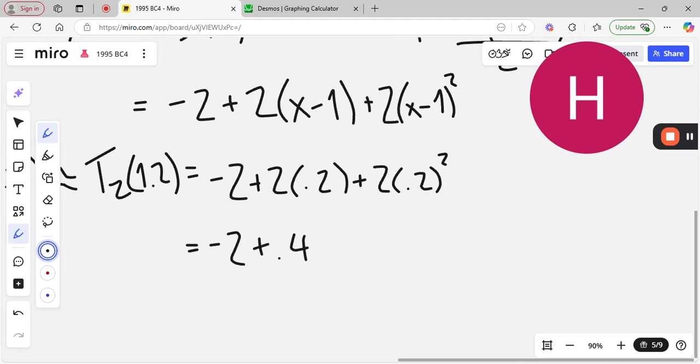So this is going to be 0.4, and this is going to be 0.04 times 2, so 0.08, for a total of 2.48.